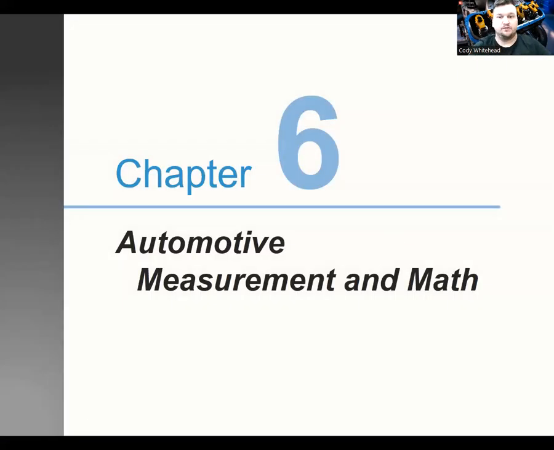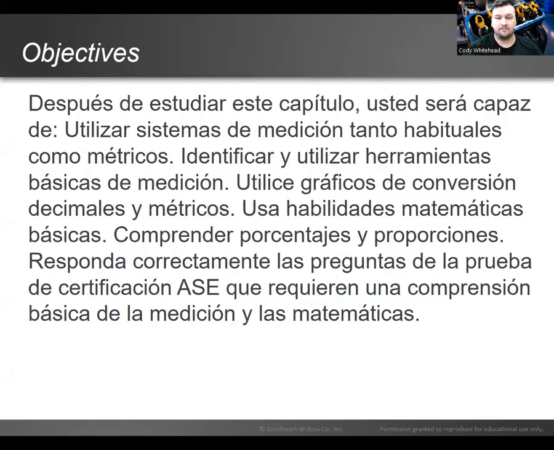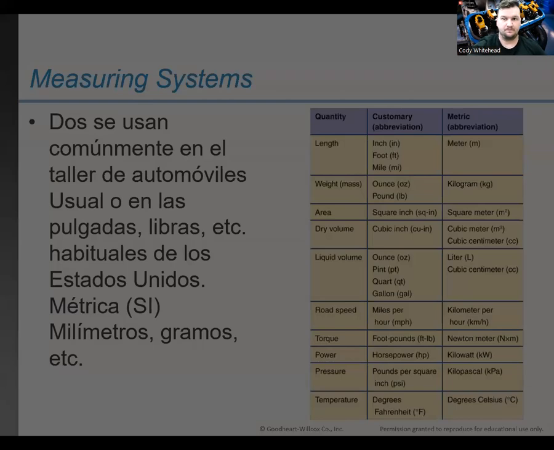We're going to go into chapter 6, which is automotive measurements and math. After this chapter, you'll be able to use both customary and metric measuring systems, identify and use the basic measuring tools, use decimals and metric conversion charts, and use basic math skills and use percentages and ratios.